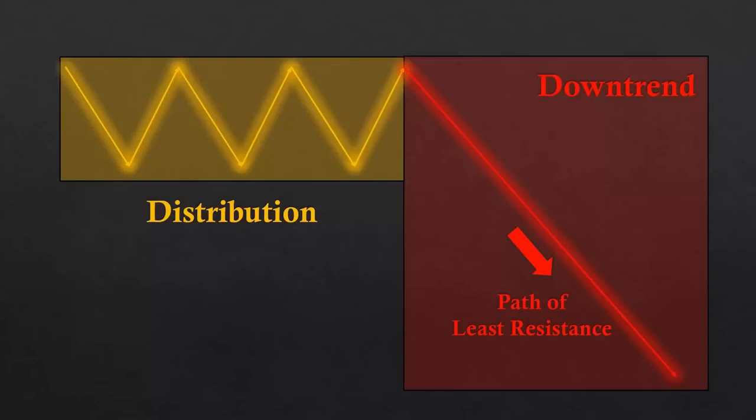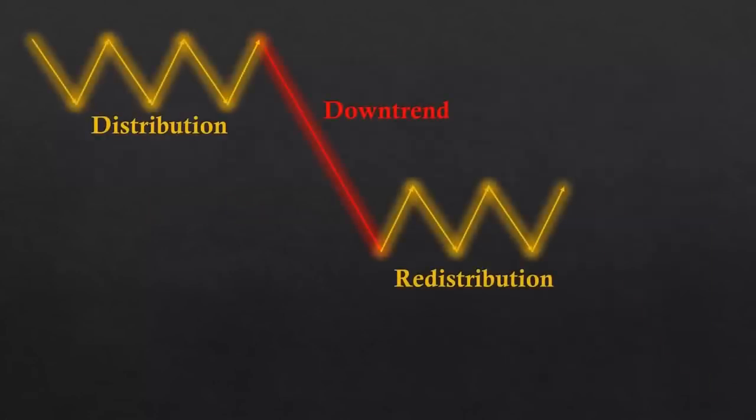Sellers will sell until there is no significant demand in their way. This ensures that the path of least resistance for price is to the downside. Just like there exists the possibility of a reaccumulation, there is the possibility of a redistribution only for the downtrend to continue further. The accumulation and distribution are ranging market phases, while the uptrend and downtrend are trending market phases.